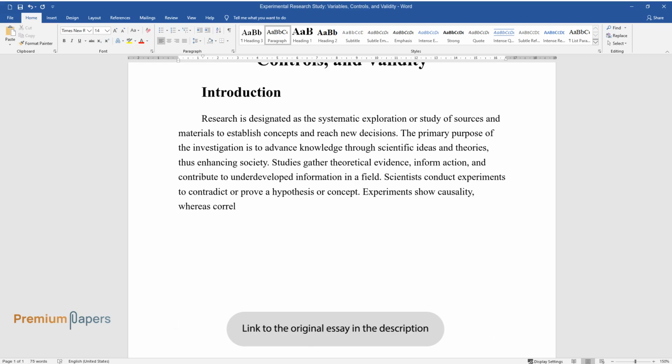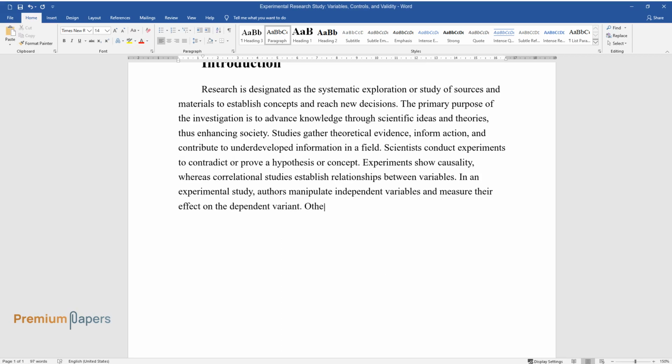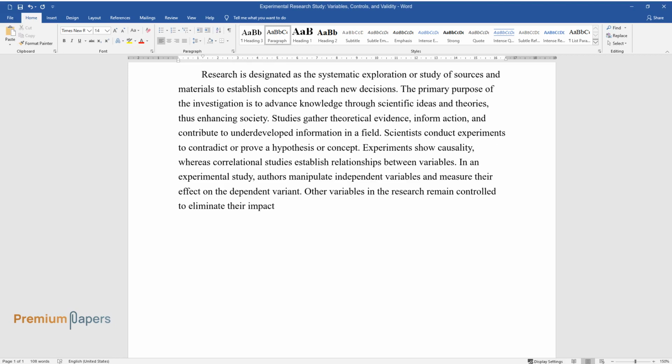Experiments show causality, whereas correlational studies establish relationships between variables. In an experimental study, authors manipulate independent variables and measure their effect on the dependent variable. Other variables in the research remain controlled to eliminate their impact on the results.